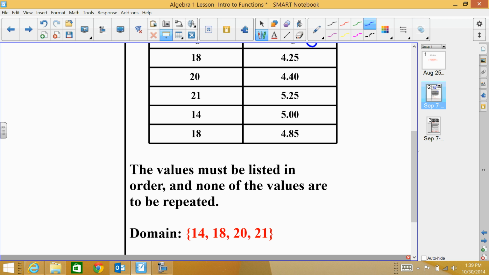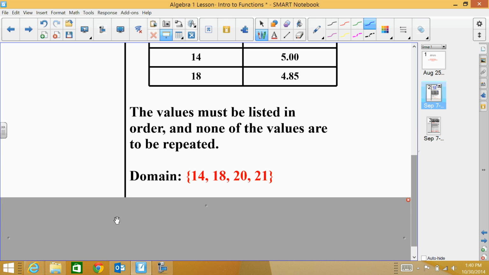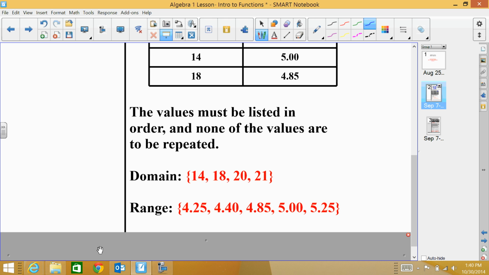And then if we put our range in order, the heights in order from least to greatest, we would have 4.25, 4.4, 4.85, 5, and 5.25. So those would be our domain and range.